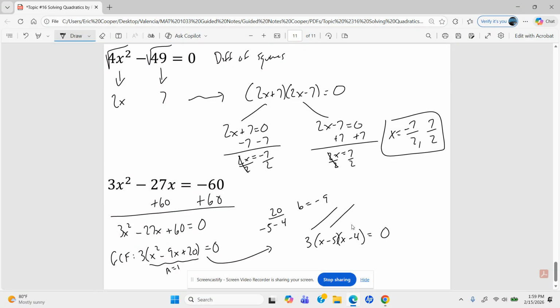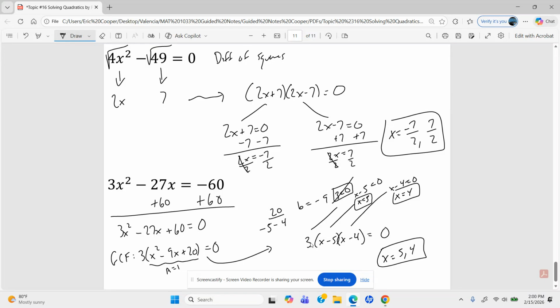So now we would set all three of these parts equal to 0. However many parts are on the outside, we're going to set all of them equal to 0. Here I've got 3 equals 0, which doesn't make any sense, and because there's no variable here, I won't get a solution from that. When I do x minus 5 equals 0, I would find x to be 5, and x minus 4 equals 0, I would find x to be 4. So in this case, my only answers would be 5 and 4. So understand, even though I did factor out the 3, when I came to solutions, there wasn't any solution that was really with it. So we just crossed it out and got rid of it.